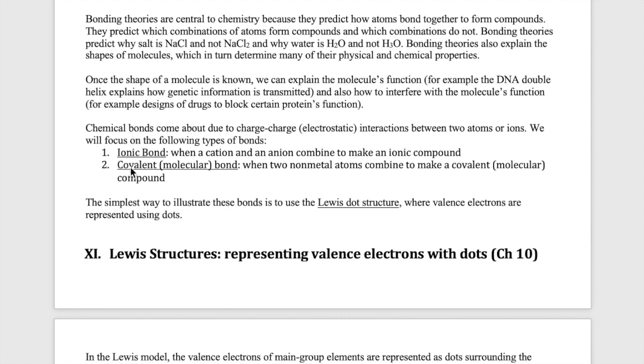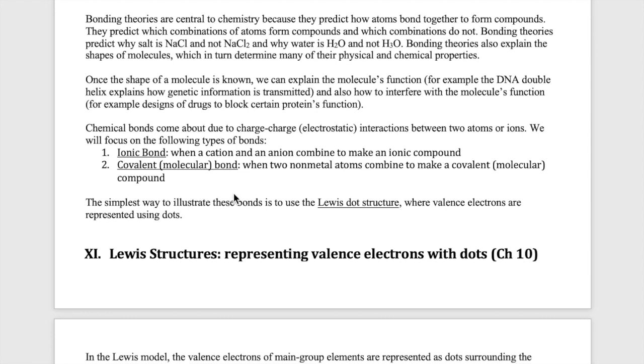Now there are two different bonds that we're going to discuss in this video. We'll give a brief overview of ionic bonds and covalent bonds. An ionic bond is a bond that's formed when a cation and an anion combine to form an ionic compound. And a covalent bond, on the other hand, is when two non-metal atoms combine to share their electrons.